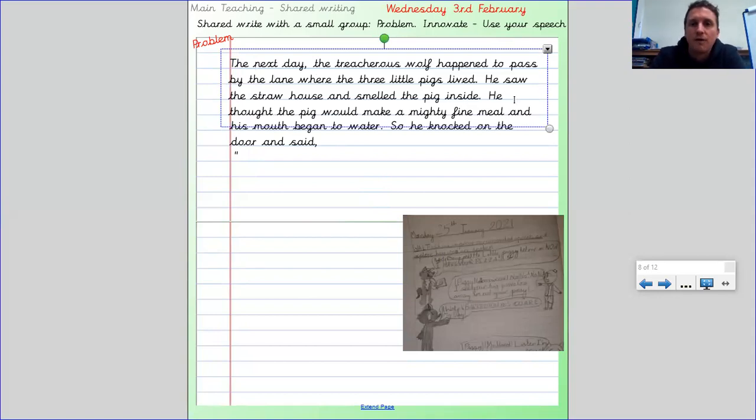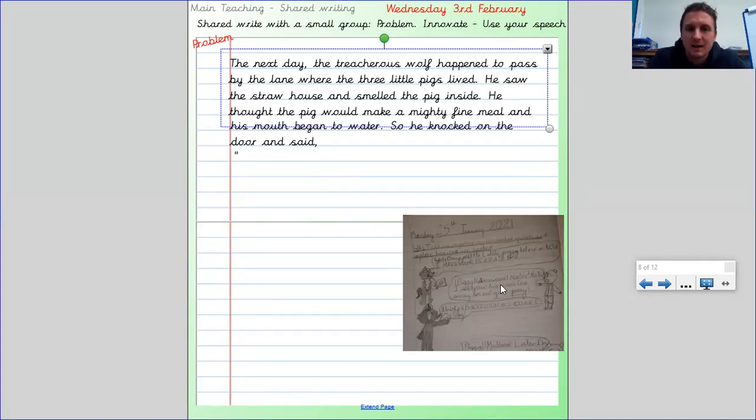day, the treacherous wolf happened to pass by the lane where the 3 little pigs lived. He saw the straw house and smelled the pigs inside. He thought the pig would make a mighty fine meal, and his mouth began to water. So he knocked on the door and said, now, this is where we're going to add in our bits.